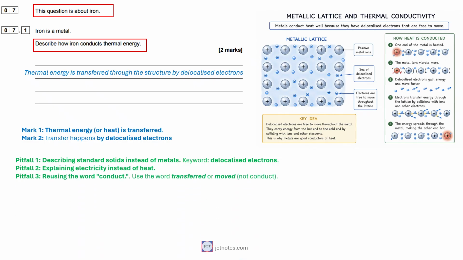Pitfall 3. Reusing the word conduct. The question asks you how iron conducts. If you just write delocalized electrons conduct the heat, you haven't actually explained the mechanism. Use the word transferred or moved to clearly show the examiner you understand the process.